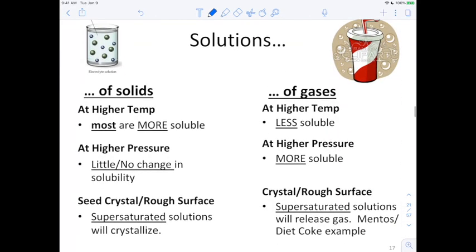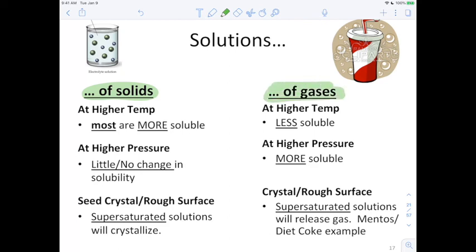All right, so here's a summary of what we've talked about. So on the left are our solids and on the right are the gases. So here are solids. So at a higher temp, most of them are going to be more soluble. So not all of them, but most of them. At a higher pressure, we don't see much change for our solids because solids aren't very affected by pressures. And if you have a supersaturated solution, some kind of a rough surface like a seed crystal will help it crystallize.